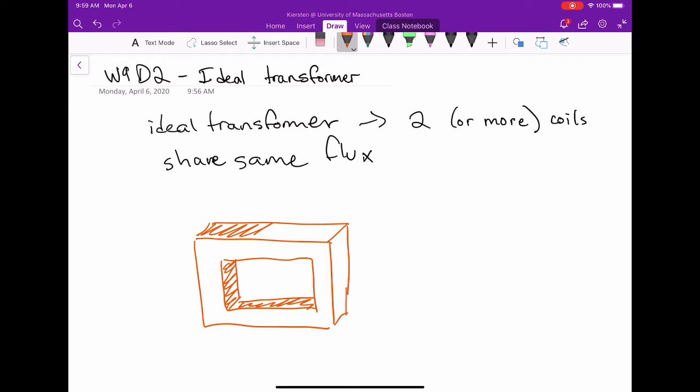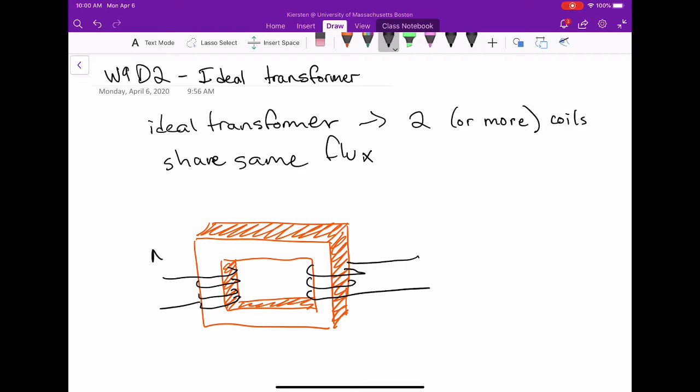So it might look like this, and I'm sort of drawing a copy of a figure that I have on the handout. So you might have coil number 1 going around here, and coil number 2 going around here like that. So we've got N1 turns on coil number 1, and we've got N2 turns on coil 2. And this one is going to have V1, and this one is going to have V2.